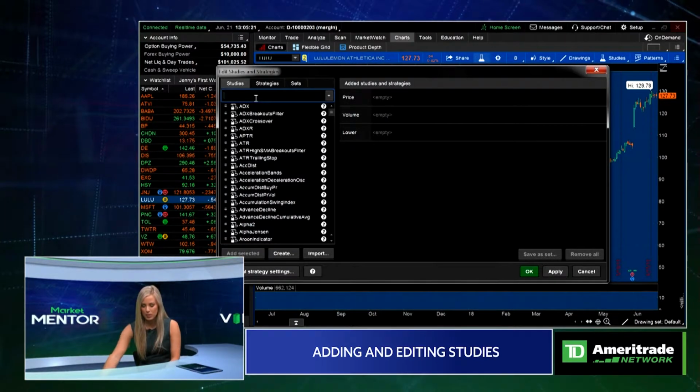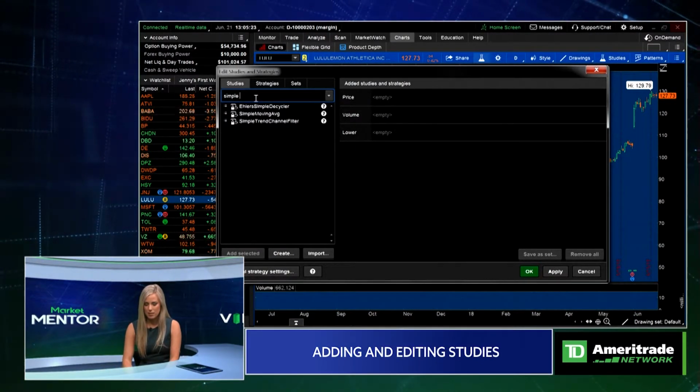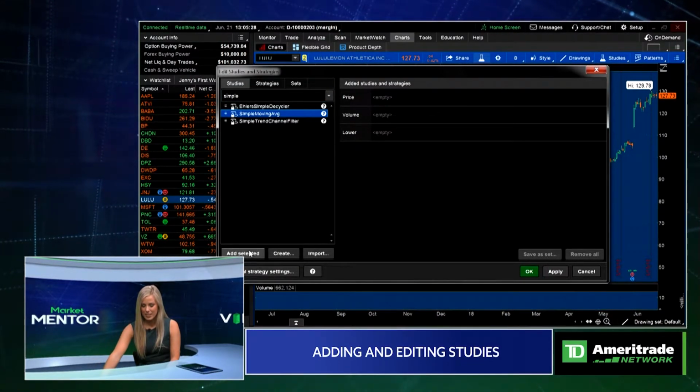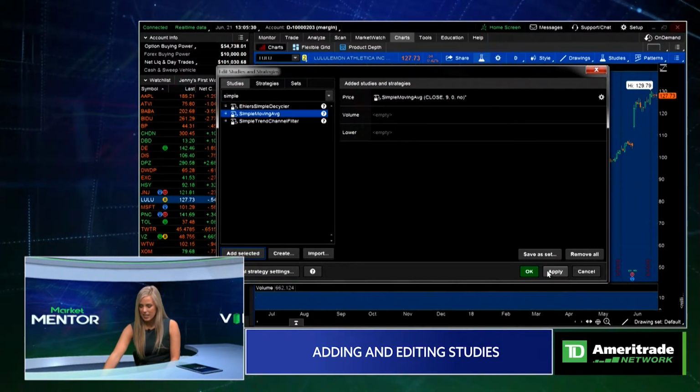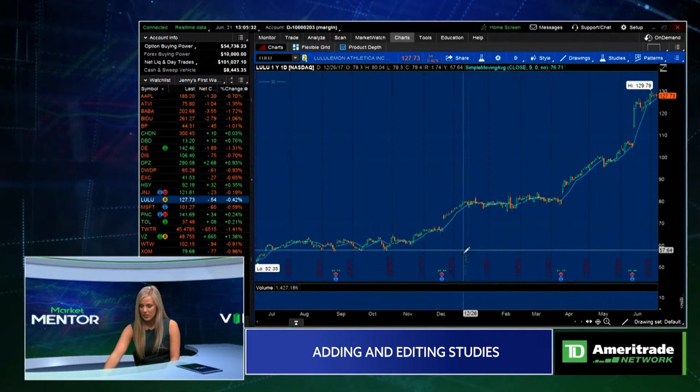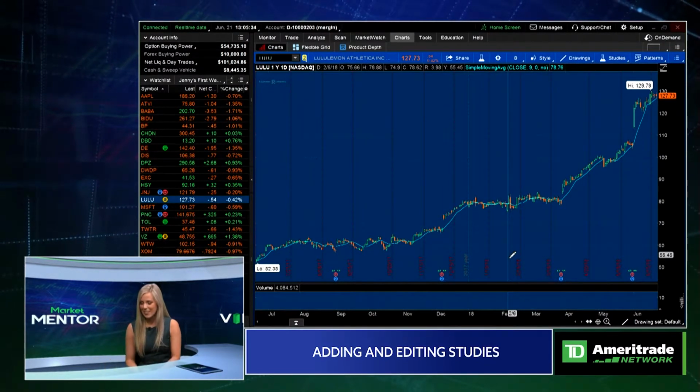Okay, great. So here I'll just type it in. So yeah, just the word simple, and look at that, not even finishing, and there it is, number 2. Great. You can left click and add it. Apply and okay. And now we have a simple moving average. Great, and there it is.